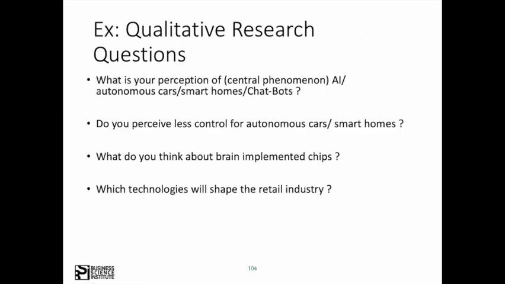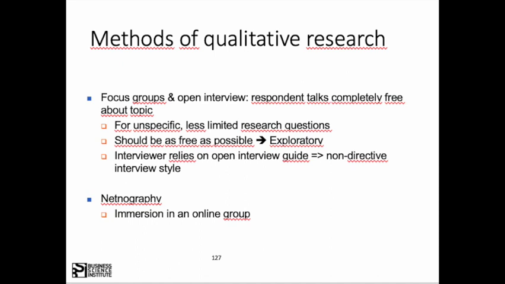For example, here are some questions. So what is your perception about AI, autonomous cars, smart homes or chatbots? Do you perceive control for autonomous cars or smart homes? What do you think about brain implanted chips? Which technologies will shape the retail industry? Which are the methods of qualitative research?